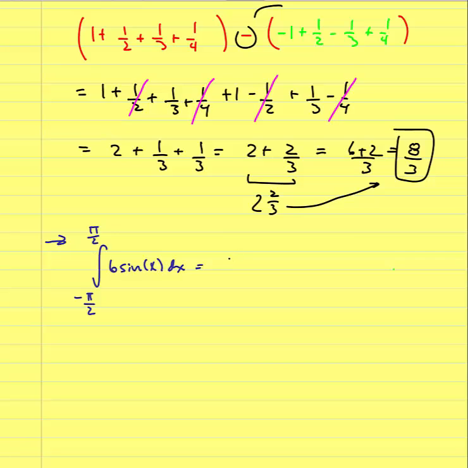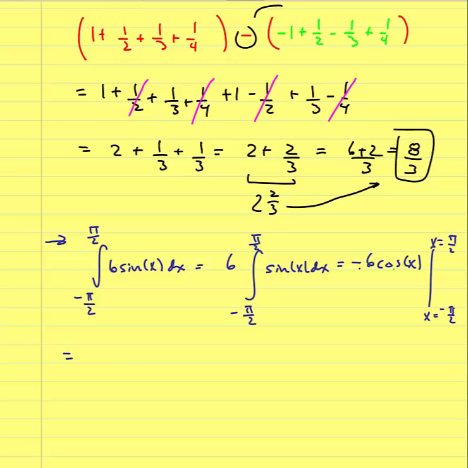So I'm going to pull the 6 out, and I want to think about the antiderivative of the sine of x dx. Now the derivative of cosine is sine. Oh, it's negative sine. So the derivative of cosine is negative sine. So the integral of sine should be a negative cosine. So this is a negative 6 cosine of x evaluated from x equal negative pi over 2 to x equal positive pi over 2.